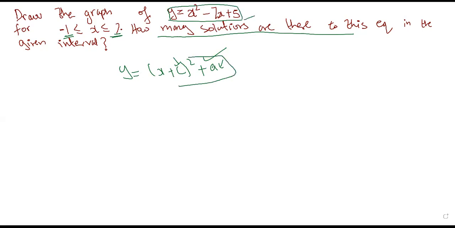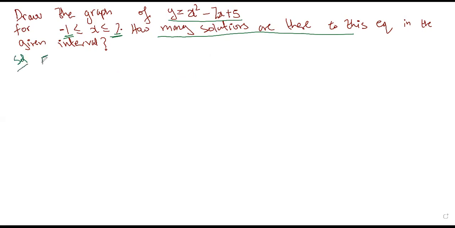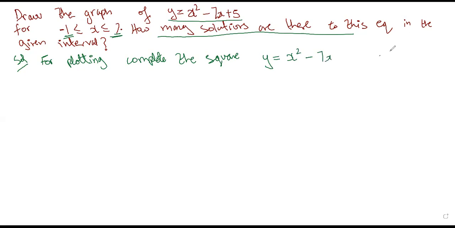Okay, let's do it stepwise. Let's not discuss everything initially. Let's just do the completing square method. Solution for plotting: complete the square. Do you know what the completing square method is? Very good, excellent. Okay, so we have y equals x square minus 7x plus 5.